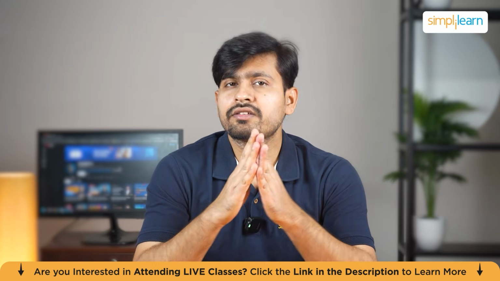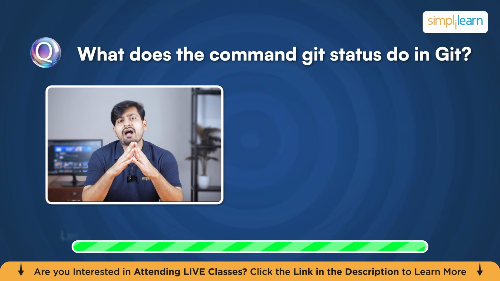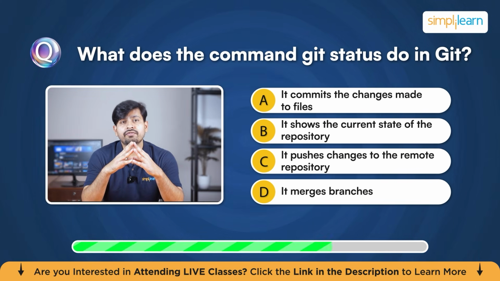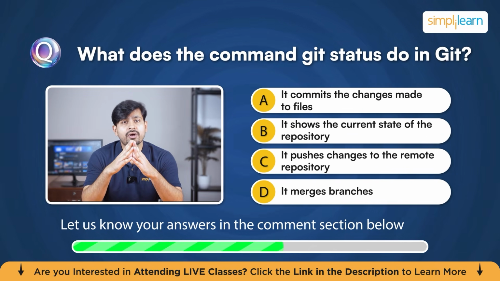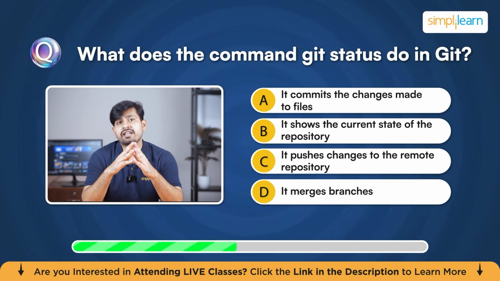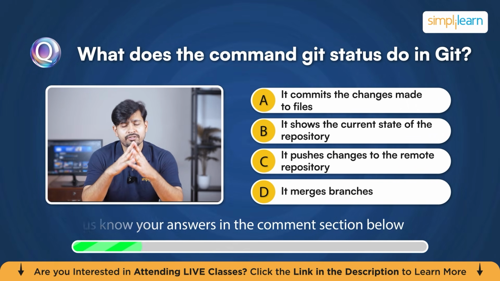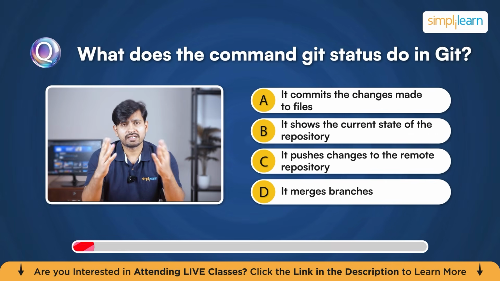Now here's a short quiz to test your knowledge. What does the command git status do in Git? Your options are: it commits the changes made to the files, it shows the current state of the repository, including staged, unstaged, or untracked files, it pushes changes to the remote repository, or it merges branches. Please mention your answers in the comment section below.